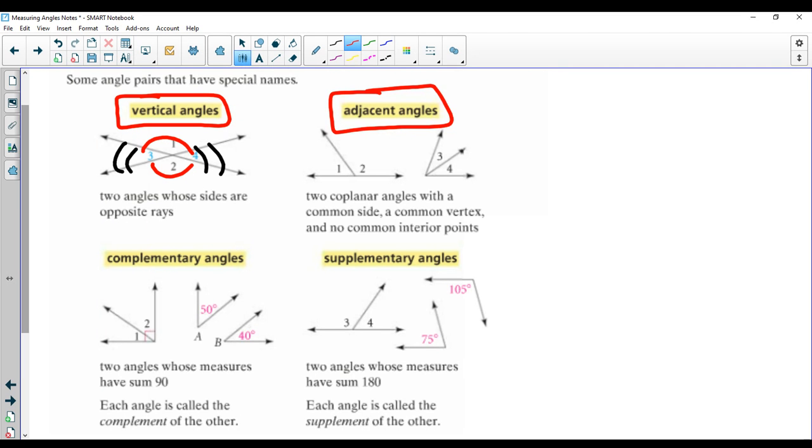Adjacent angles. Those are 2 coplanar angles, which means they're in the same plane, with a common side. So like right here, they're sharing this side. Well, if I can draw on it. A common vertex, they're sharing that vertex right there. And they have no common interior points. So there's no points over here that are shared over here.